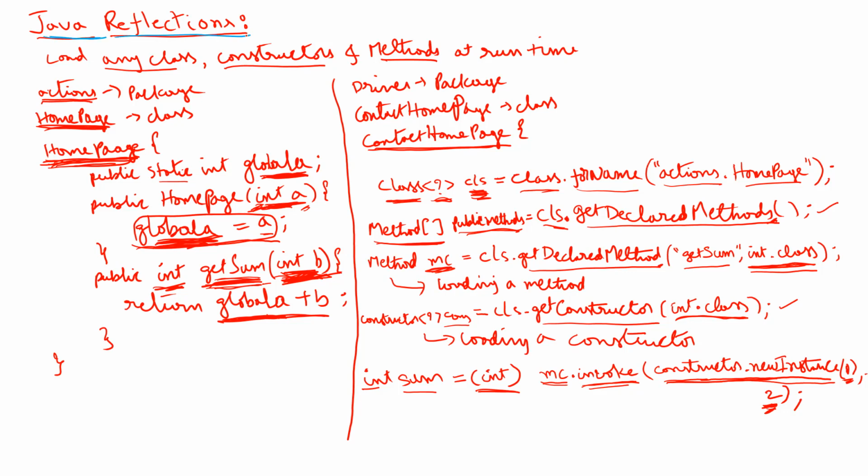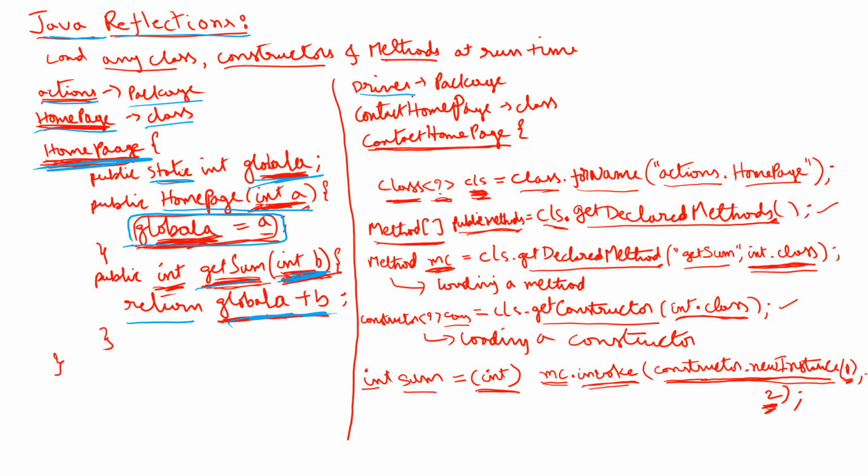So why do we need Java reflection? Java reflection is needed to load any class or constructors or methods at runtime. In Selenium, these are needed if you have to work in a keyword driven framework. Okay, now let's say I have an actions package. So this is a package, and also a HomePage class, and within this HomePage class I have a static variable which is globalA, and I am using a constructor here to set the value for this static variable, and then I have a method getSum, and I am passing a variable here and some value here, and I would like to return this static variable value plus the value that I am passing. So this is what I would like to get.